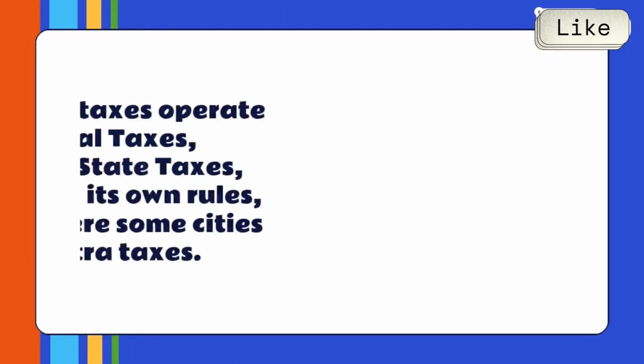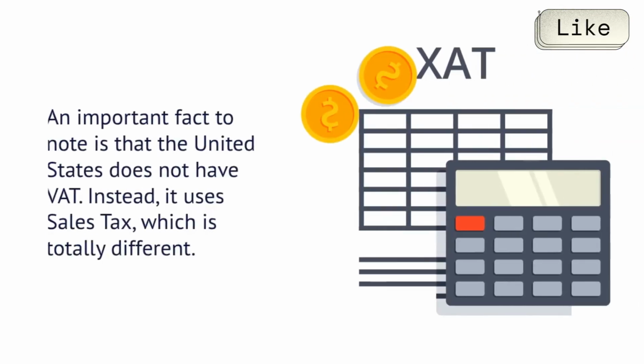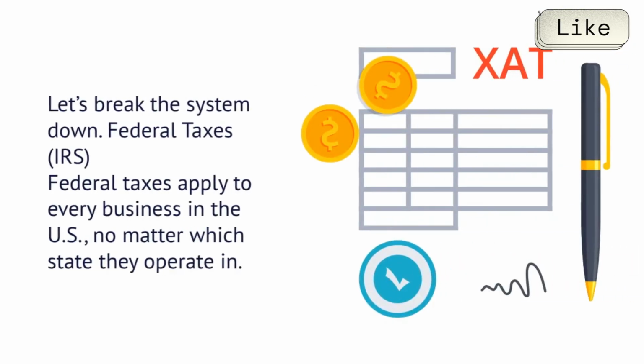In the United States, taxes operate at three levels: federal taxes, collected by the IRS, state taxes, where each state has its own rules, and local taxes, where some cities and counties add extra taxes. An important fact to note is that the United States does not have VAT. Instead, it uses sales tax, which is totally different. Let's break the system down.